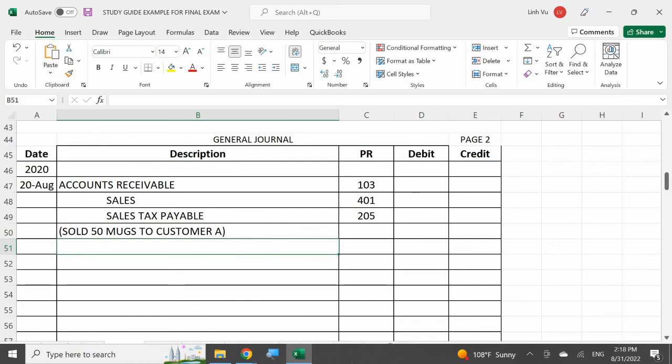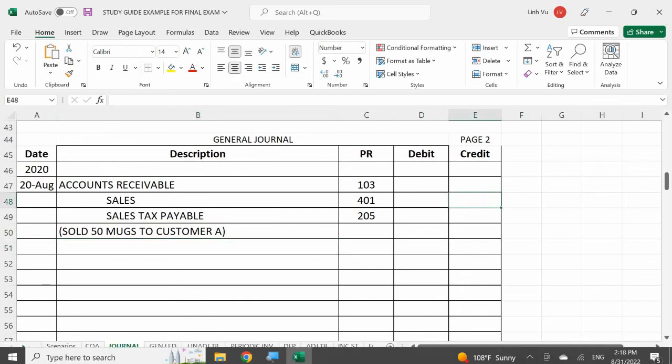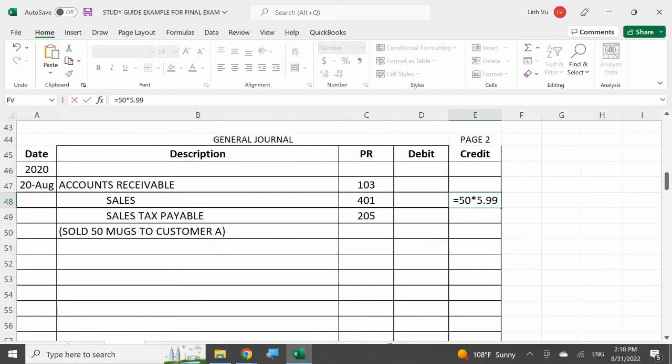Okay. So if we sold our mugs for $5.99 each, what was my grand total sales? $299.50. Good. How much sales tax did we collect? I believe it's $24.71. Good. So therefore, how much does customer A owe me? The balance is $324.21. Good.